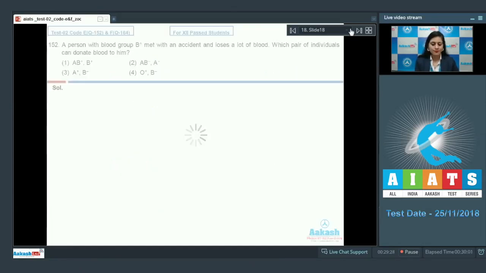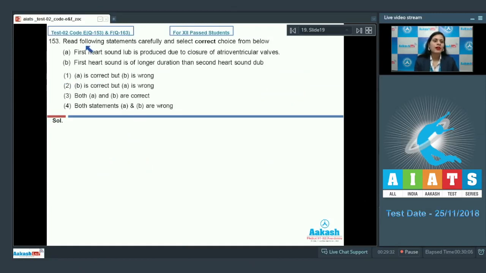Let's discuss our next question. Question number 153. Read the following statements carefully and select correct choice from below. The very first statement given is, first heart sound lub is produced due to closure of atrioventricular valves. And this is a correct statement because it is the closure of tricuspid and bicuspid valves which is associated with the first heart sound lub.